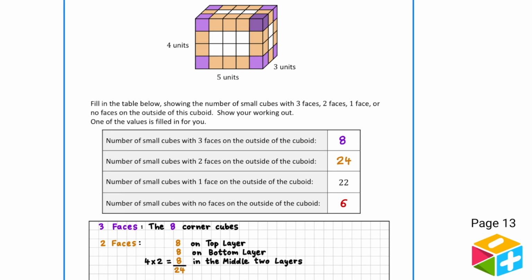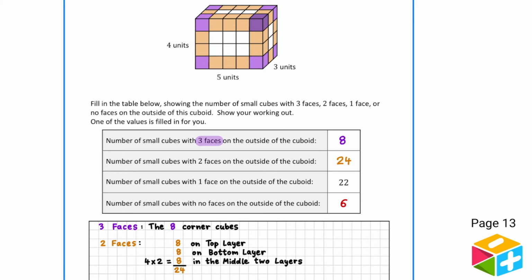So, if we're trying to look at the cubes with 3 faces on the outside, you'll notice that this only happens at a corner piece. I've coloured these in purple in the diagram. There's 4 corner squares on the top layer, and there'll be another 4 corner squares on the bottom layer. It's worth pointing out that one of these corners is hidden from view in the diagram. 4 plus 4 is 8, so we end up with 8 small cubes with 3 faces on the outside.